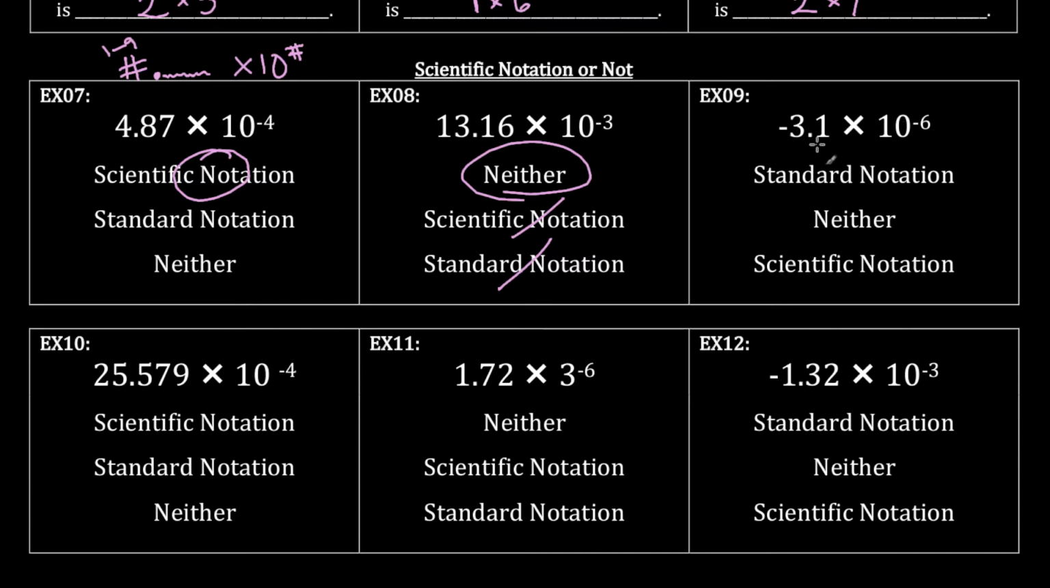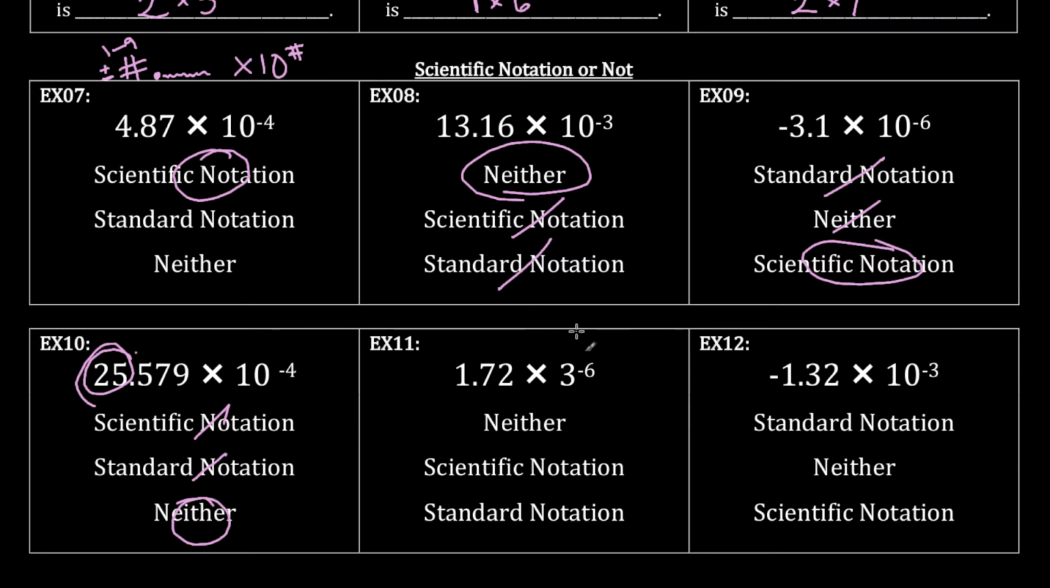Next, negative 3 and 1/10 times 10 to the negative 6th power. We have a negative number. That's fine, you can put a positive or negative, it doesn't matter. Digit 1 through 9, yep. A decimal, yep. Times 10, yep. Not standard, not a regular number. It is definitely scientific. This one right here, the problem is this 25. It needs to be a digit from 1 to 9. So this is not scientific, but it's not a regular number. It's neither.